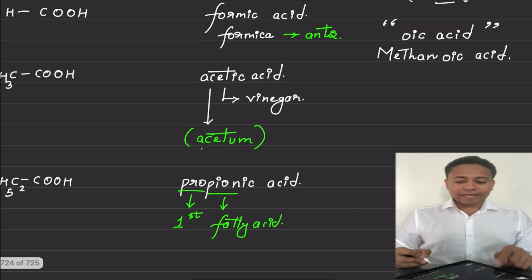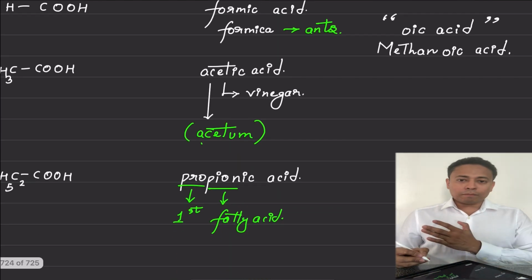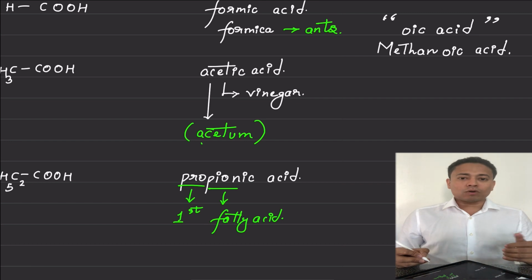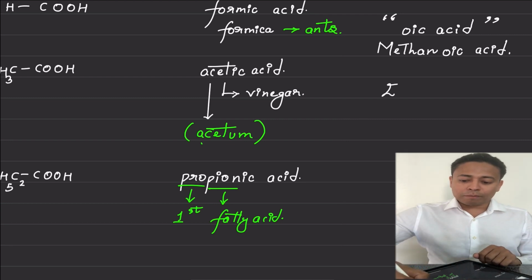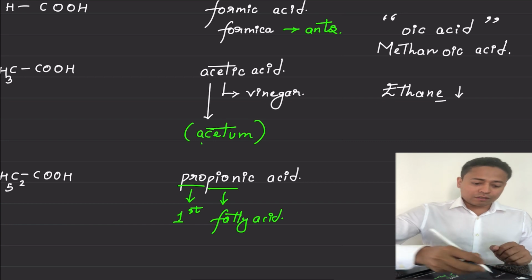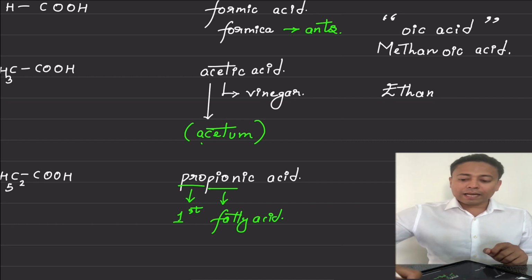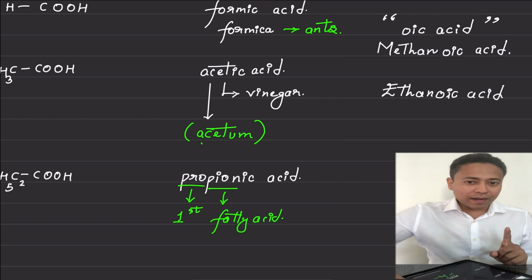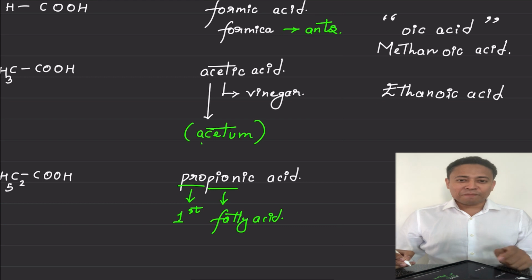If I talk about the next compound, now all the names will become much easier. If you look at the second compound, it contains 2 carbon atoms. An alkane with 2 carbon atoms is called ethane. We will drop that E of ethane and replace it simply by oic acid. Oic acid.